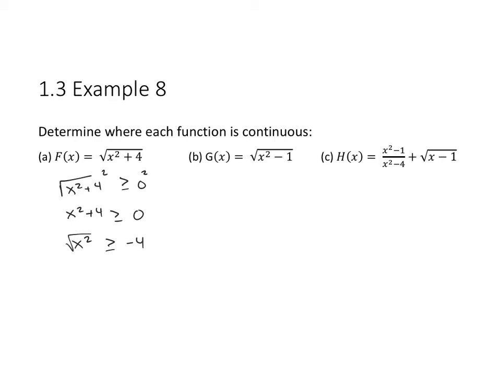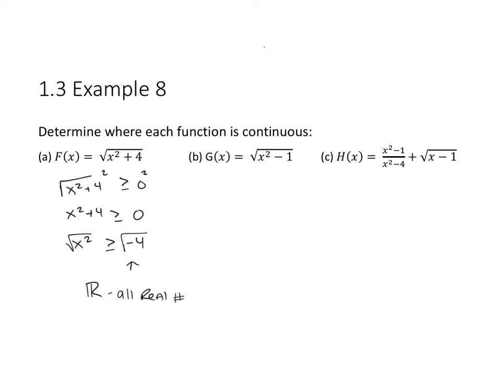And then I'll take my square root of both sides. Oh, but here's my problem. I can't take a square root of a -4. Therefore, I don't have any problem with my domain because there are no numbers that make this not work. So my domain here is all real numbers and it's continuous on all real numbers. This symbol means all real numbers. So if you're new with that, please become familiar with it. It's a nice shorthand for all real numbers.